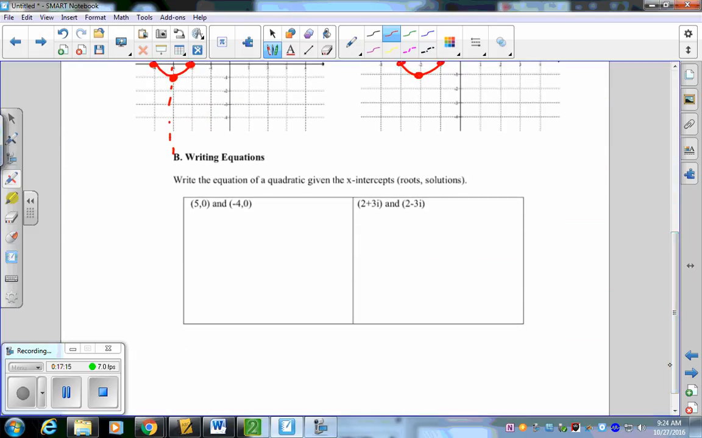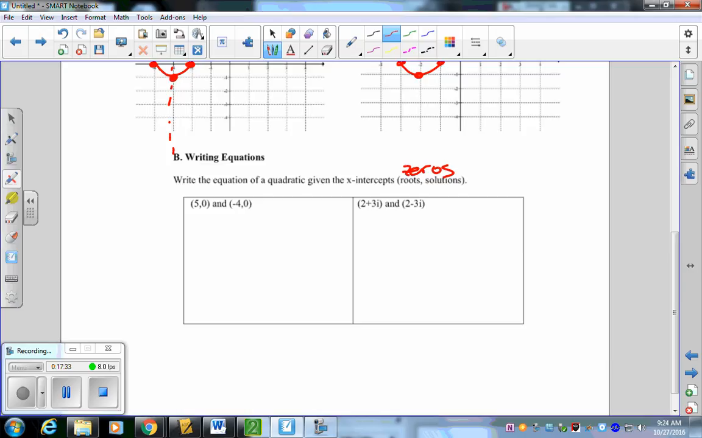All right, part B, writing equations. So kind of going back with what we had said, the relationship between factors and x-intercepts, roots, solutions, another word would be zeros, is opposites. And that's super important to know, because if I give you a factor, you need to be able to write the equation, or vice versa.